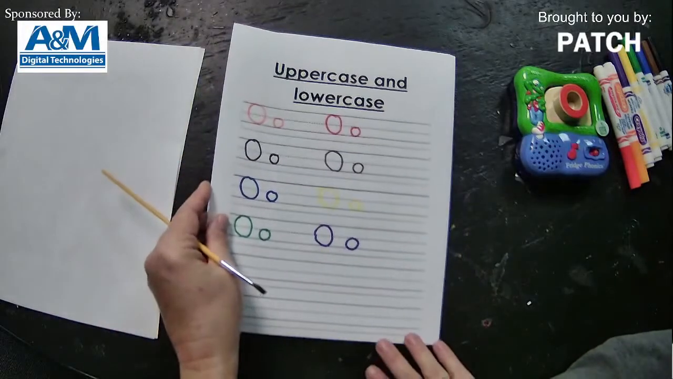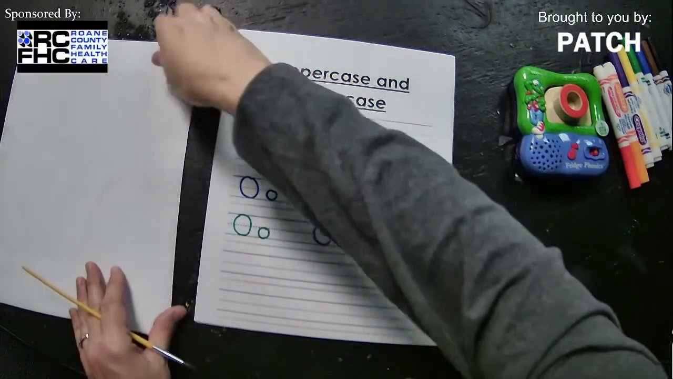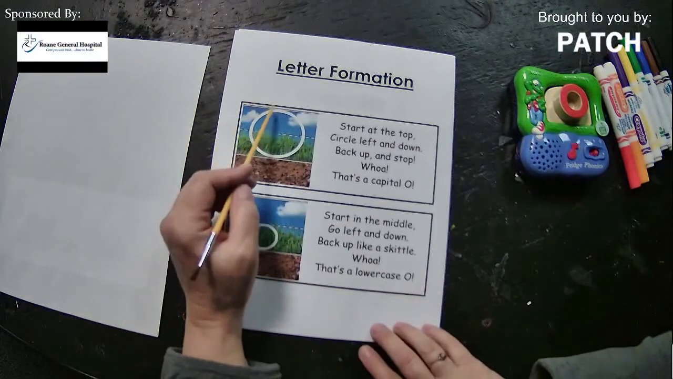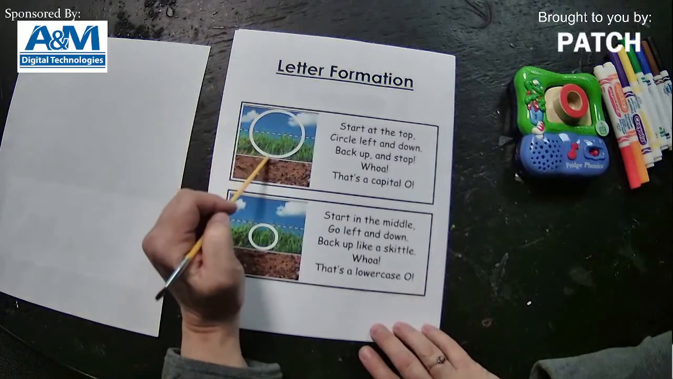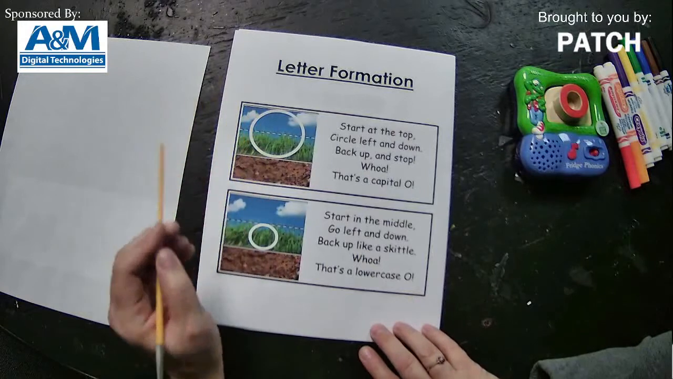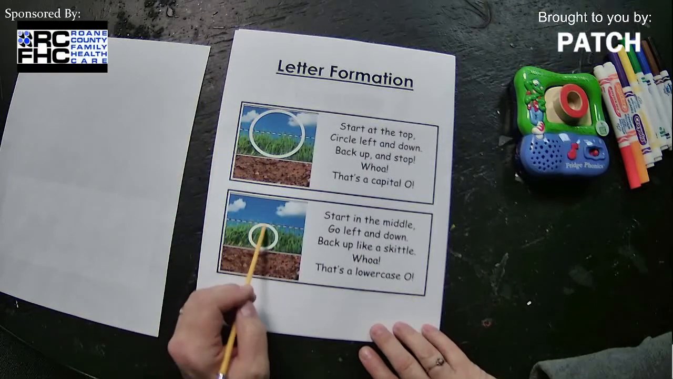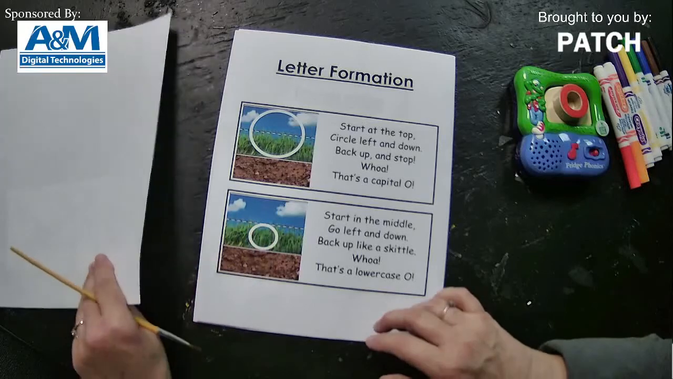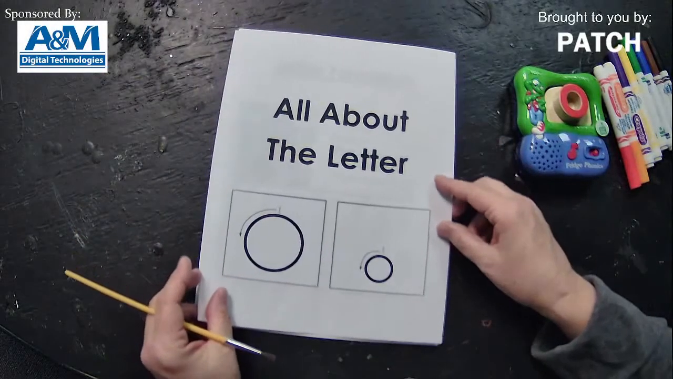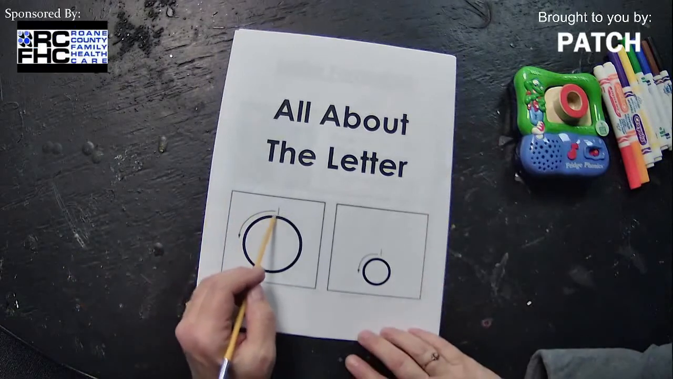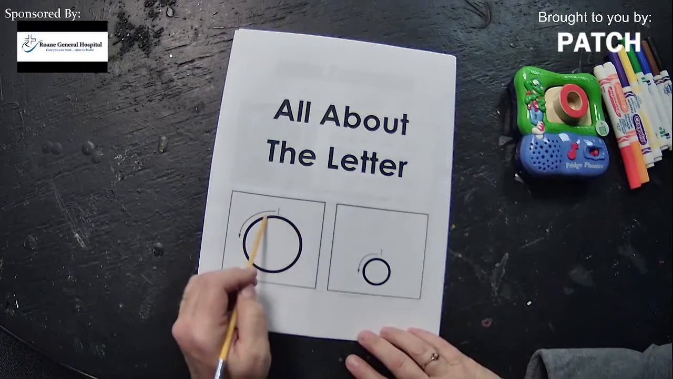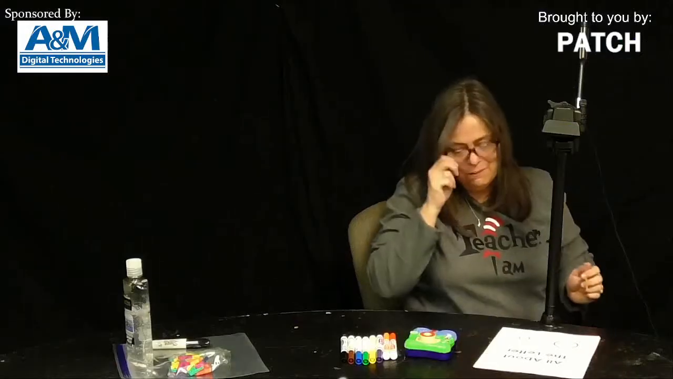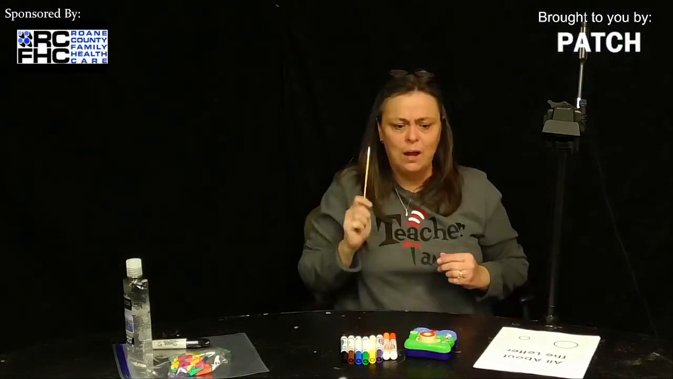Okay, we had our practice. Good. Okay, let me get my papers here. We know that the uppercase O starts here in the sky, goes down to the ground, but not in the dirt. We know the lowercase o starts at the fence, goes down to the ground and back up, right? And finally, we know that we just need one line for an uppercase O, and we need one line for a lowercase o. All right, boys and girls, you worked really hard on that today.